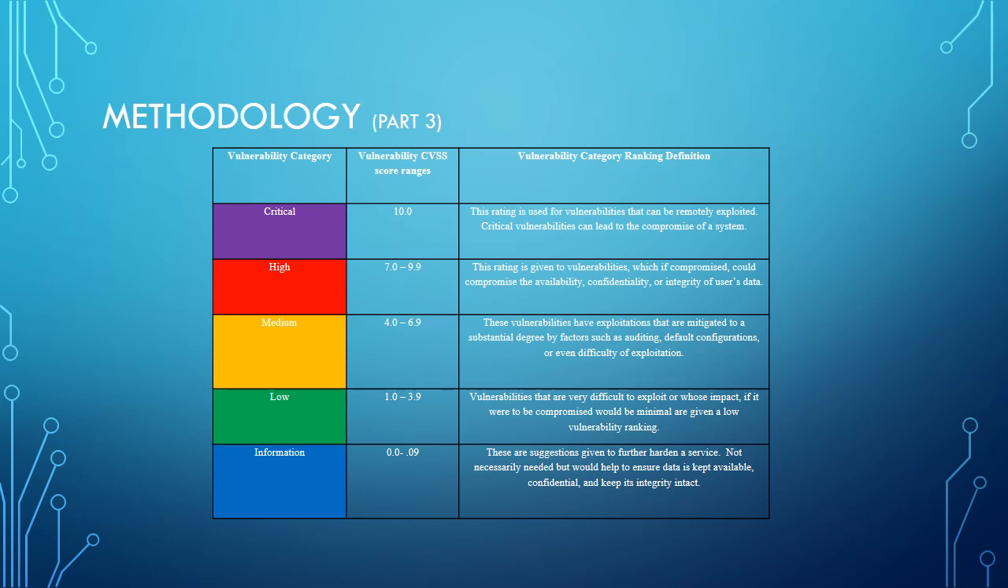For the next two categories, high and critical, I did not have any security vulnerabilities in these two categories. High is in the 7 to 9.9 range, and this rating is given to vulnerabilities which, if compromised, would compromise the availability, confidentiality, and integrity of the user's data. And a critical 10.0 is for a security vulnerability that can be remotely exploited, and it will lead to the compromise of the system.